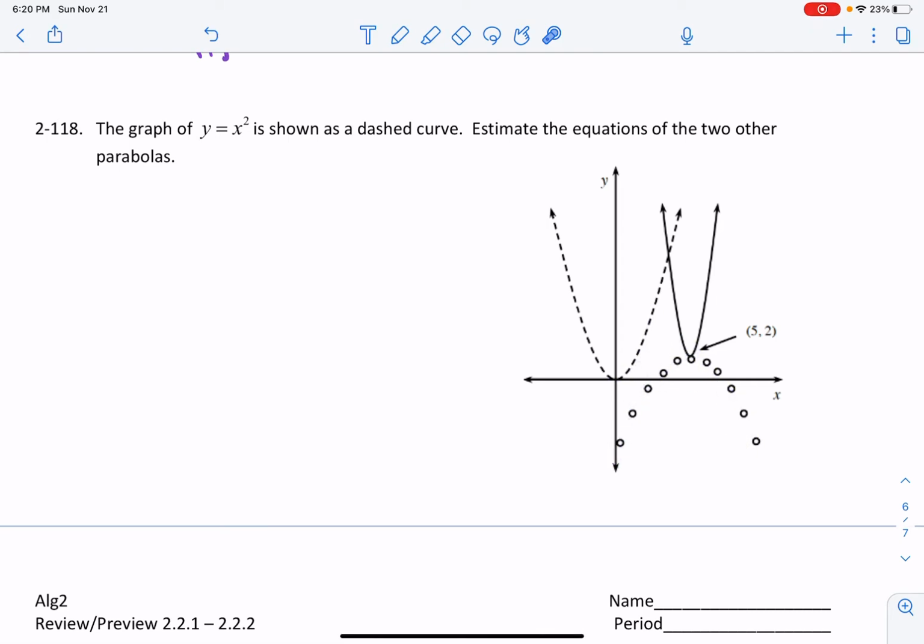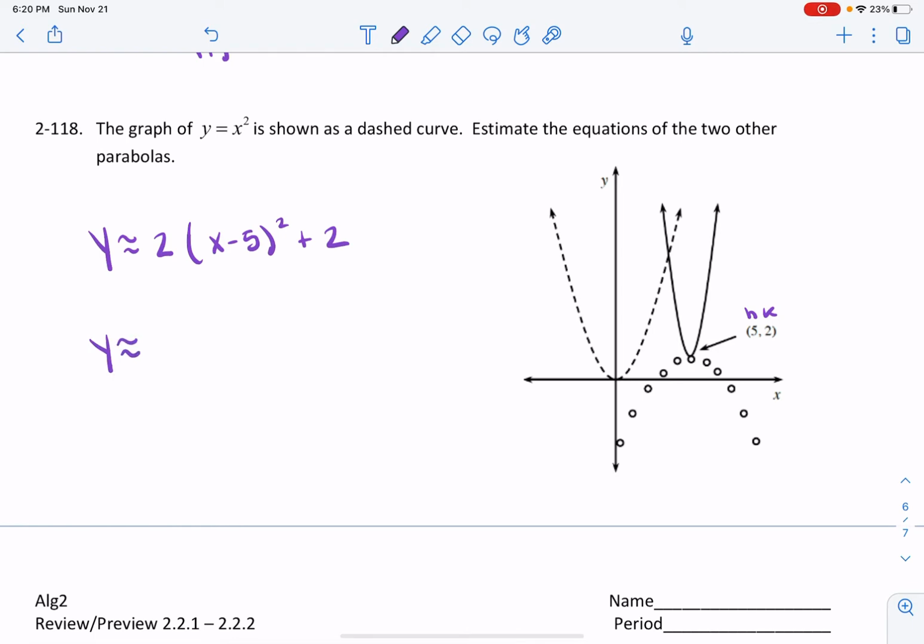Okay, so we can look at the first one. I know that a is positive and it is a little bit thinner. So I could estimate that this one, instead of being 1, a would maybe be 2. Right, so we could say 2. And then I have our h and k here, so this would be minus 5 squared plus 2.